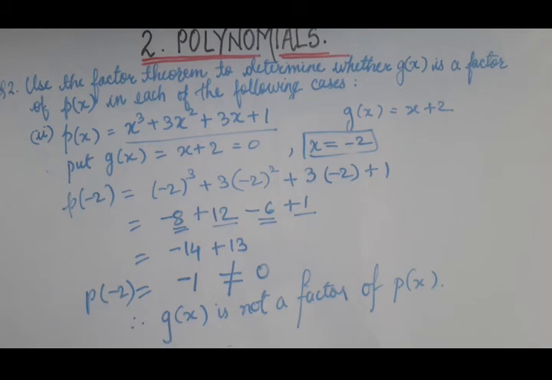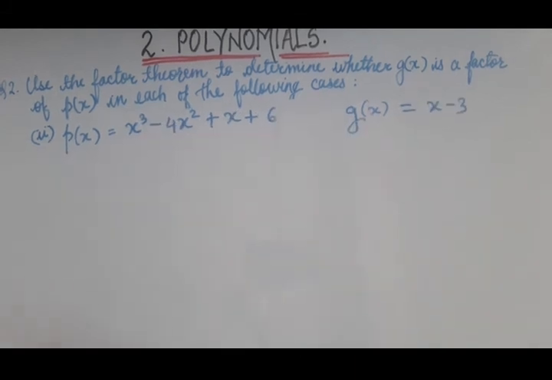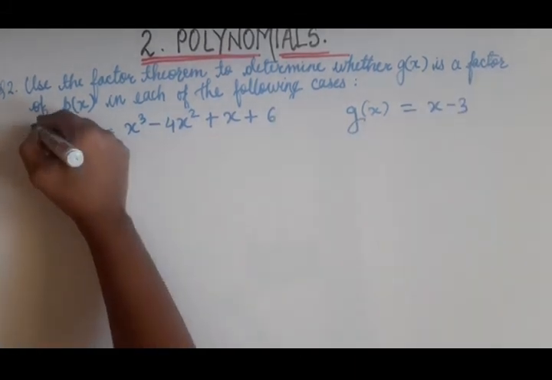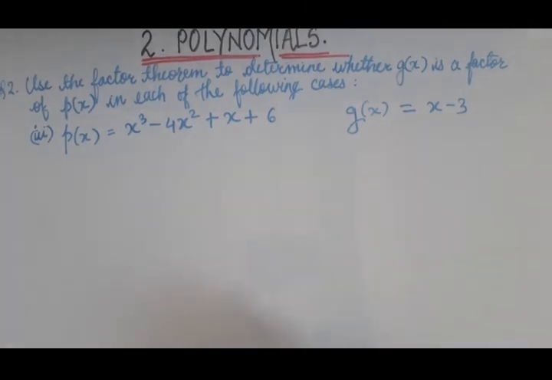Okay, now the last bit of this question. So the third bit of this question is, p of x equal to x cube minus 4x square plus x plus 6 and g of x is x minus 3. Again we need to find whether g of x is a factor of p of x or not.